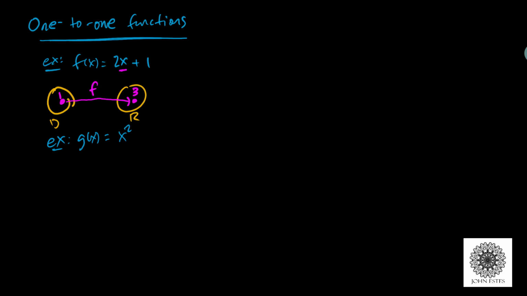All right, now if we look at x squared, something kind of interesting happens here. If I plug in 1 into g of x, well, 1 squared is just 1. But also notice, if I plug in negative 1, I also get 1, right? Because negative 1 squared is 1. So I got two inputs that get mapped to the same output.